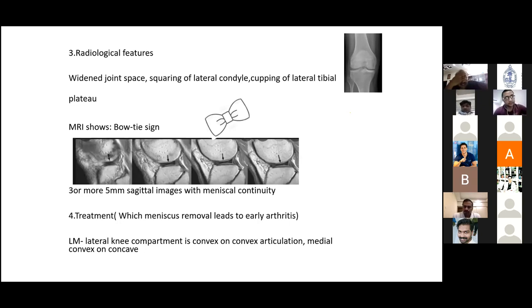Somebody was asking some question. I was saying that the mechanical axis passes through the medial joint line, actually. So if we consider that, then the medial should be more important.